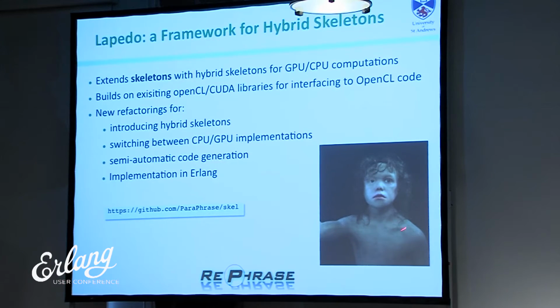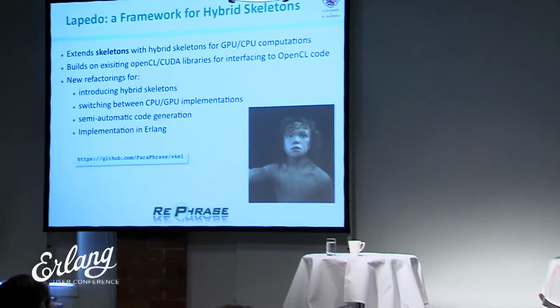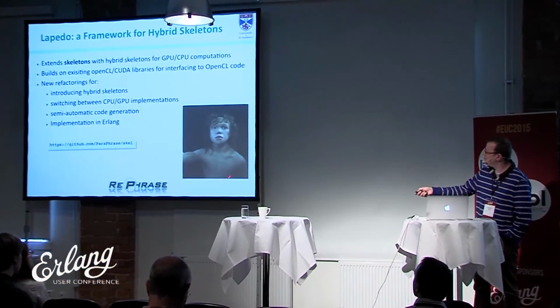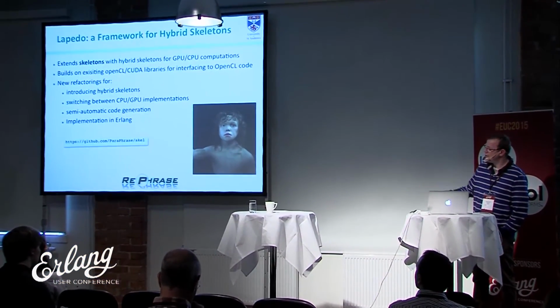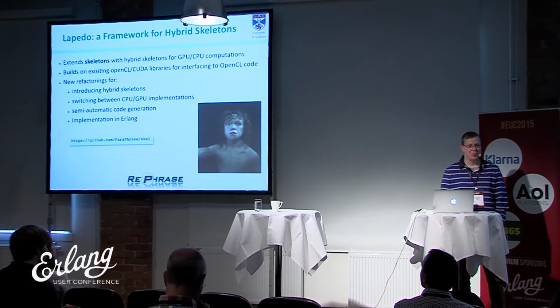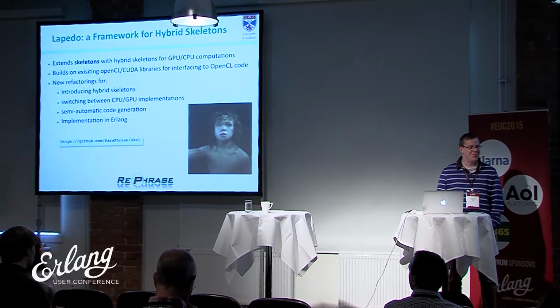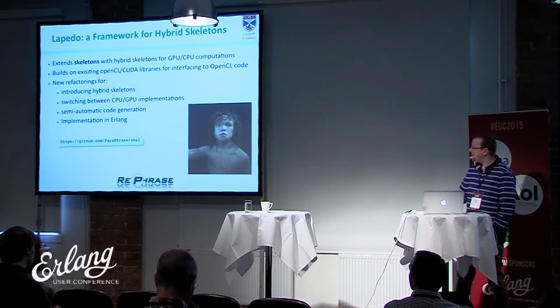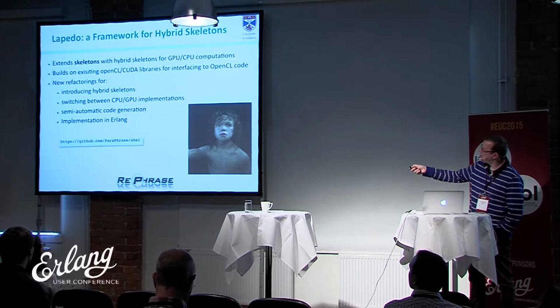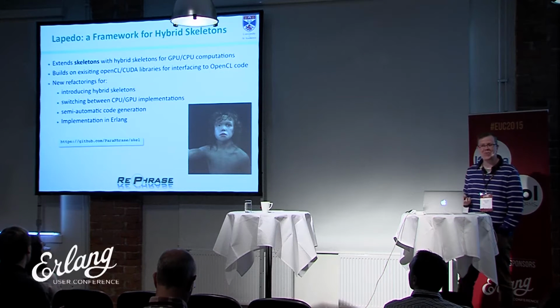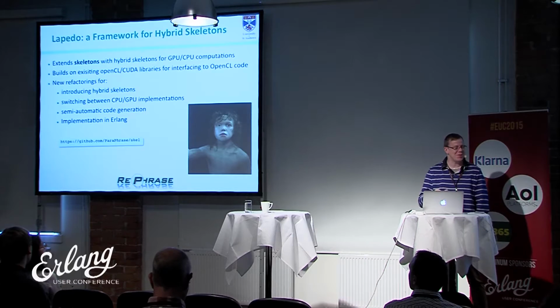So this is a skeleton that they found in the ice. A team of Italian scientists found a kind of almost completely preserved skeleton in the ice. What was interesting about him was that he was a mixture of modern human and Neanderthal. So he was a hybrid skeleton, and he was called Lapedo. So we thought it was a nice name for our framework of hybrid skeletons. We called it Lapedo.